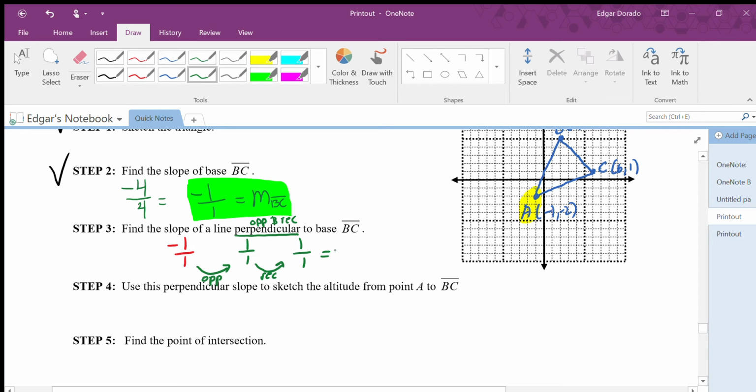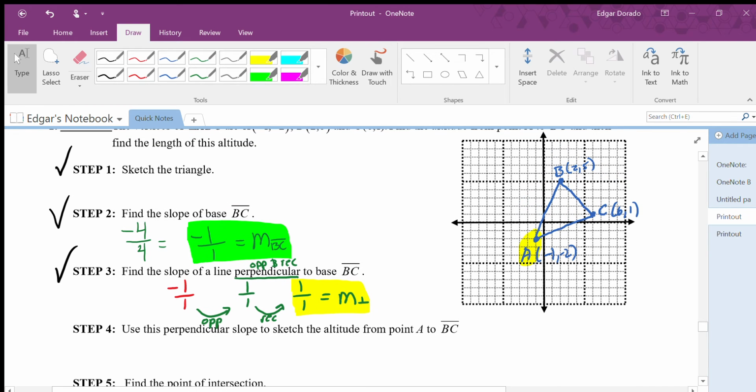So my new perpendicular slope is this right here. 1 over 1. And if you just wanted to write 1, that's totally fine. But I like to keep slopes as ratios. 1 over 1. Step number 3 is done. Now we move on to step number 4, which says use this perpendicular slope to sketch the altitude from point A to BC.